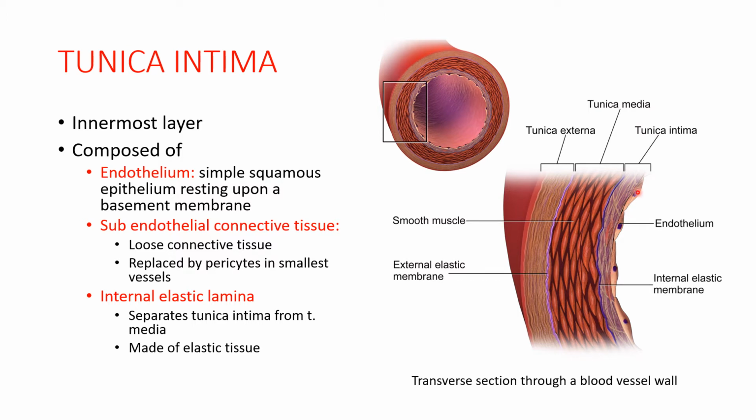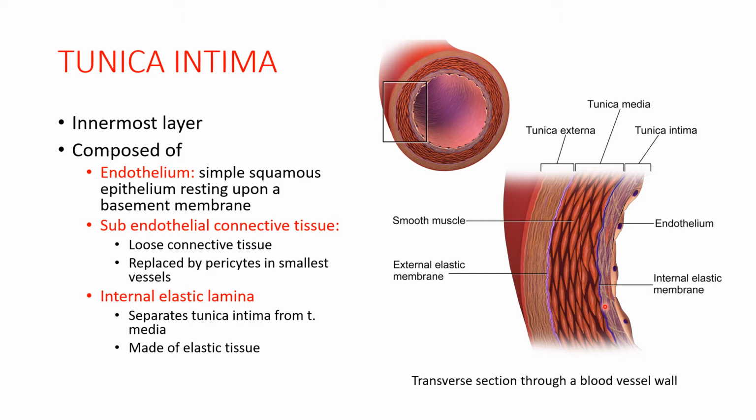Outside this endothelium is a thin layer which is called the subendothelial connective tissue layer. This connective tissue layer is made up of loose connective tissue. Outside this is the internal elastic lamina. This layer separates the tunica intima from the tunica media. The internal elastic lamina is basically made up of fenestrated elastic material.